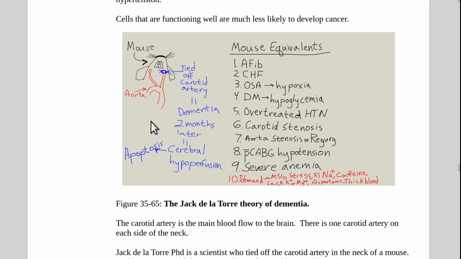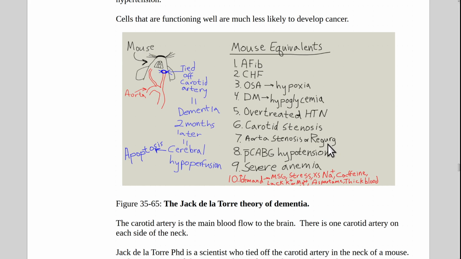And what you'll notice about the mouse becoming demented 2 months later is you'll say to yourself at first, well, gee, not that many people have internal carotid artery occlusions in the neck. And that is true. However, lots of people have chronic cerebral hypoperfusion. That means relatively little blood supply going to the brain. That can be due to congestive heart failure. It can be due to atrial fibrillation. It can be due to overtreated hypertension. It can be due to heart valve disease, aortic stenosis, aortic regurgitation.